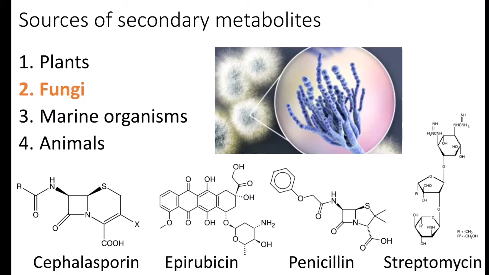Next, epirubicin. Epirubicin is from the soil fungus Streptomyces, a chemotherapy drug primarily used against breast and ovarian cancer, gastric cancer, lung cancer, and lymphomas.